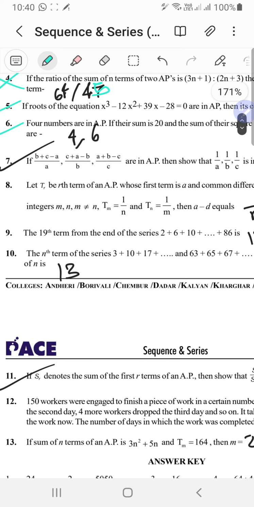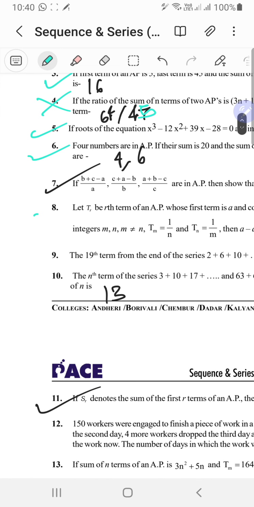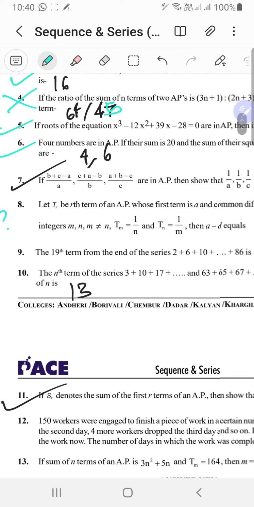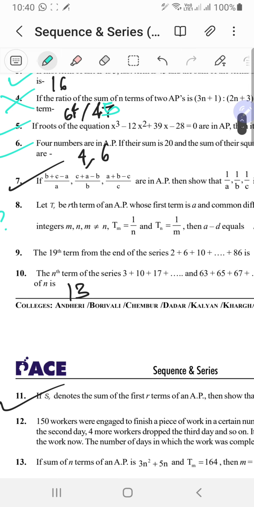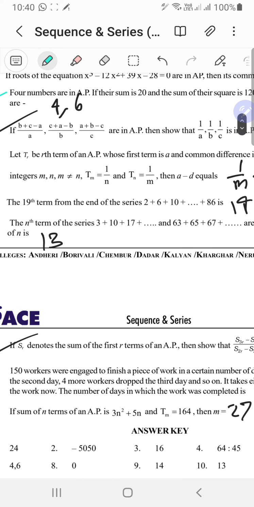Wait, this doesn't make sense at all. Why should it be 0? Why should A be equal to D of all things? No, it doesn't make sense. Oh, come on. It definitely doesn't make sense.